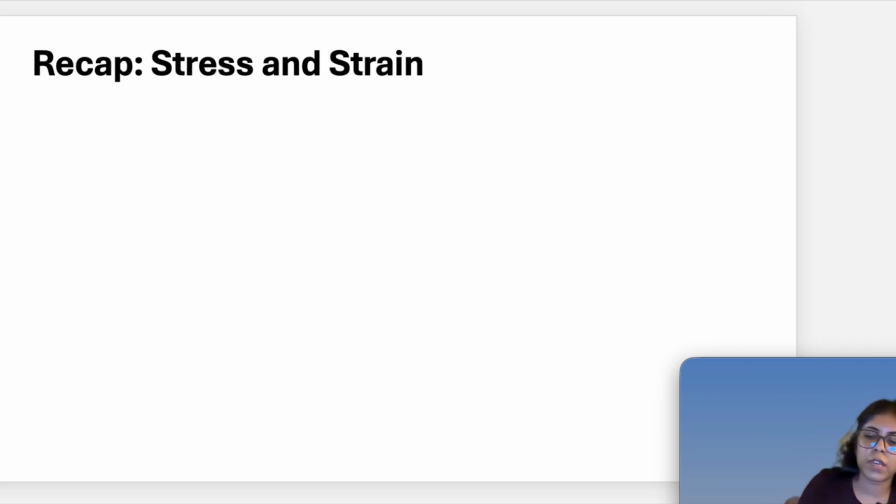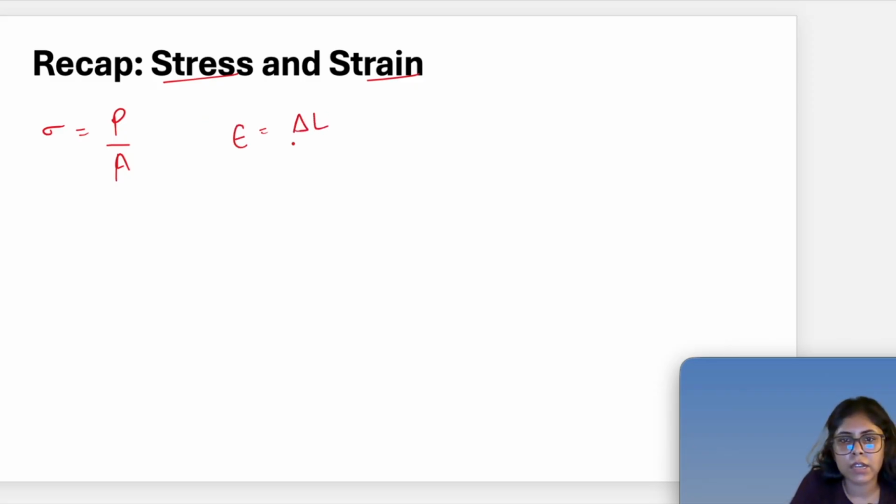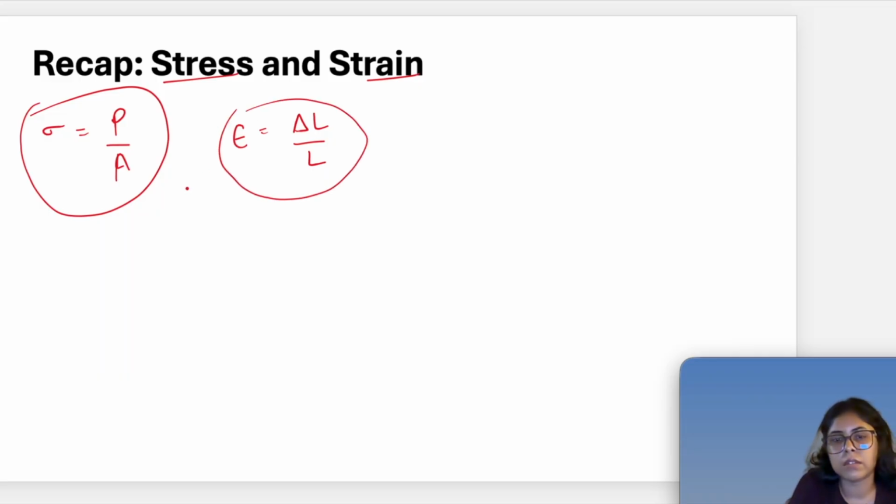So till now, we studied about stress and strain, and we got to know that stress is nothing but P upon A, and strain is change in length upon original length. So now we know how to calculate stress separately with this formula, and how to calculate strain separately with this formula. But now we need to know, is there any relationship between them, and if it is, then what relationship is there in between them, right?